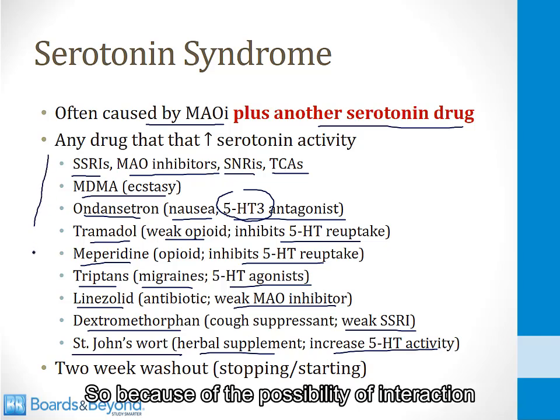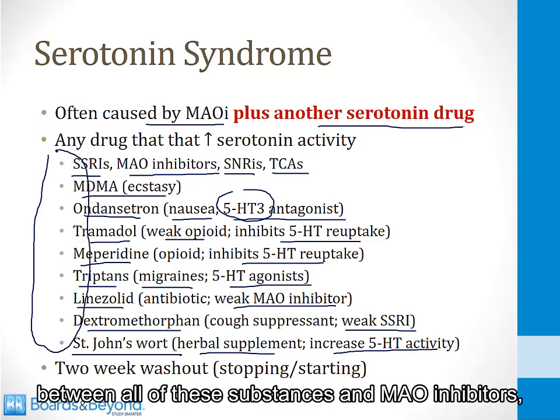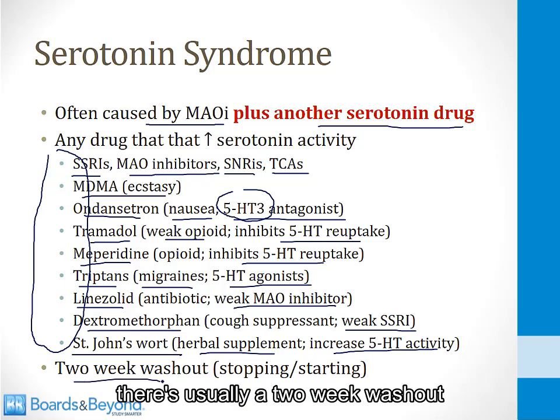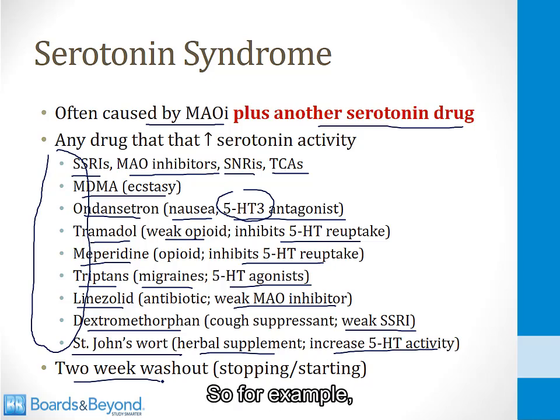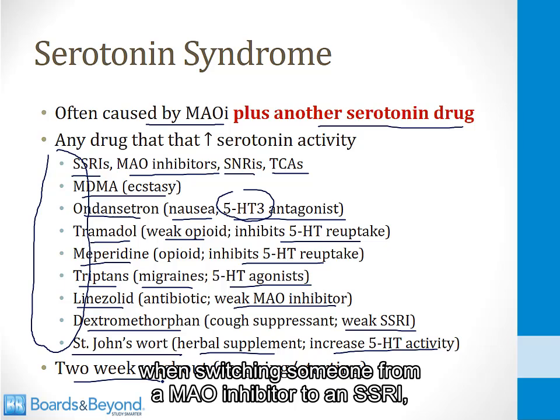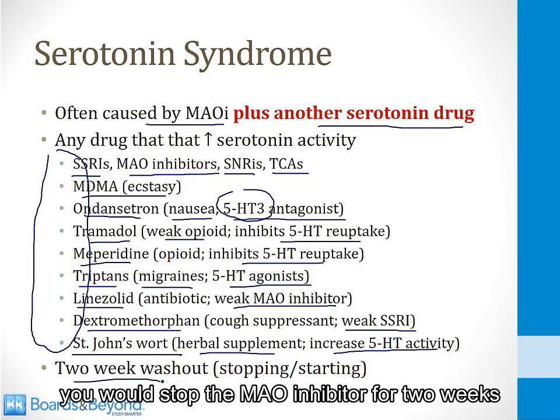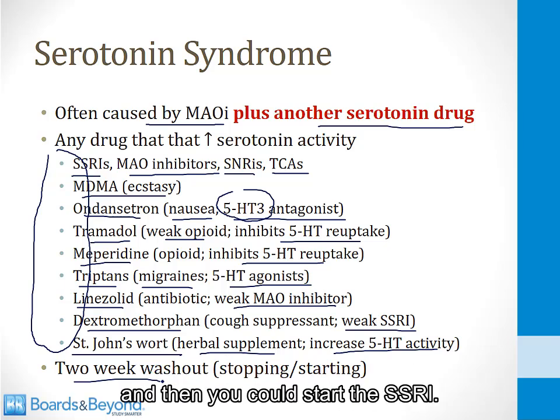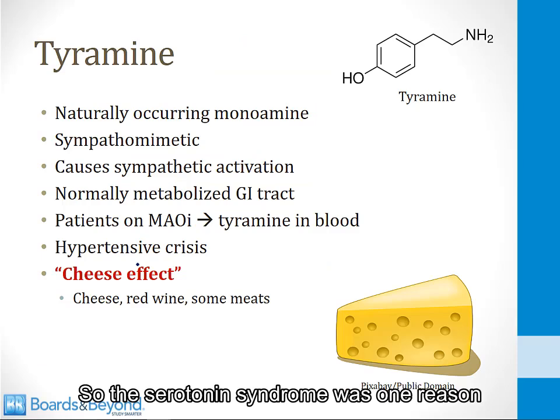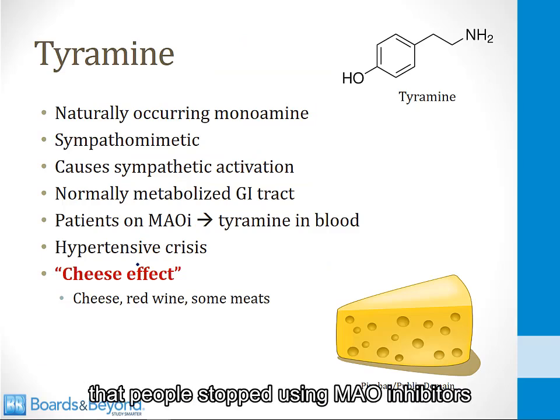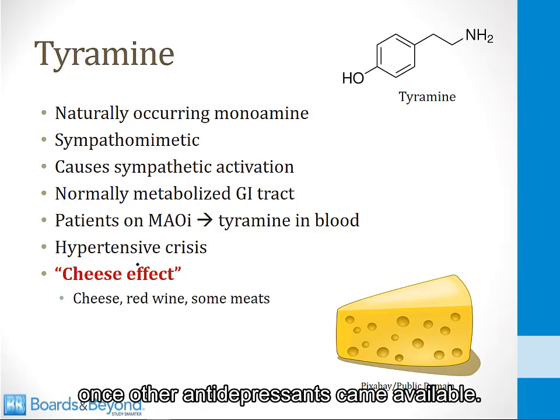So because of the possibility of interaction between all of these substances and MAO inhibitors, there's usually a 2-week washout if you want to stop a MAO inhibitor and start some other drug that has serotonin boosting activity. So for example, when switching someone from a MAO inhibitor to an SSRI, you would stop the MAO inhibitor for 2 weeks, and then you could start the SSRI. So the serotonin syndrome was one reason that people stopped using MAO inhibitors once other antidepressants came available.